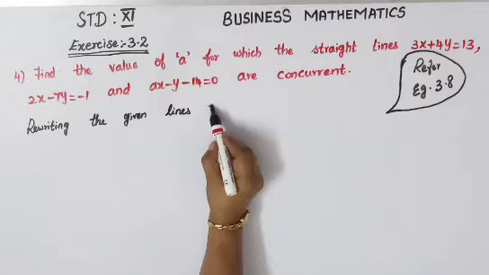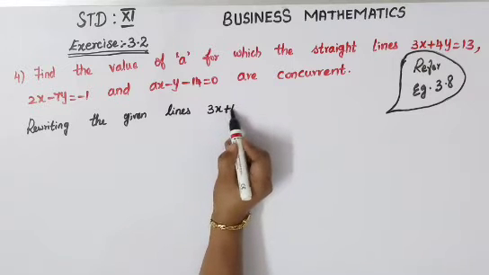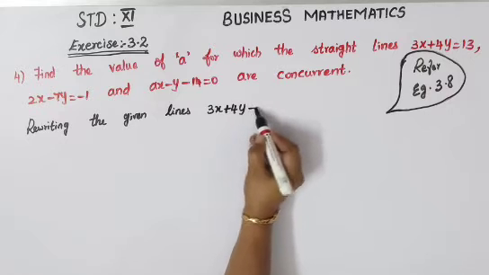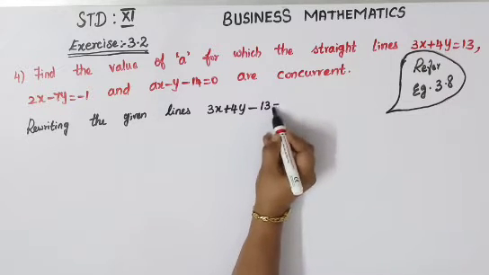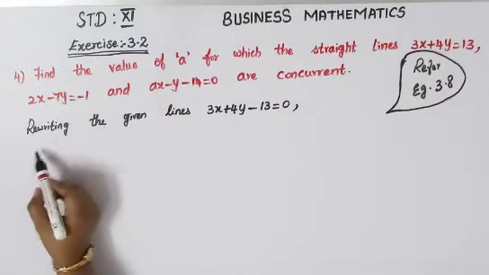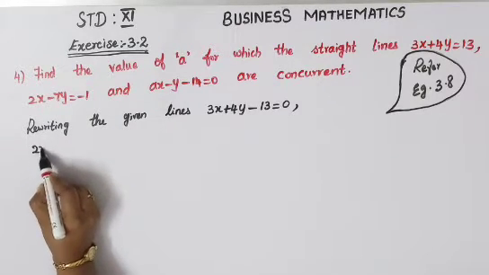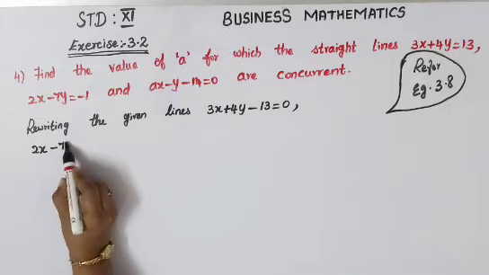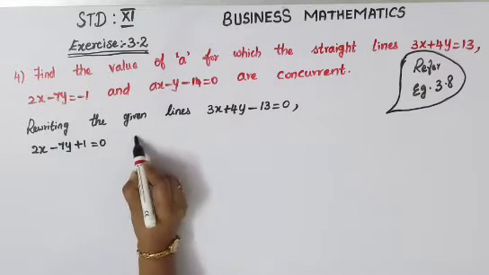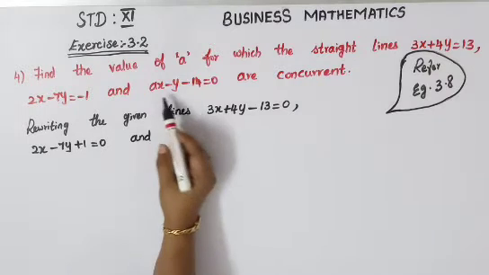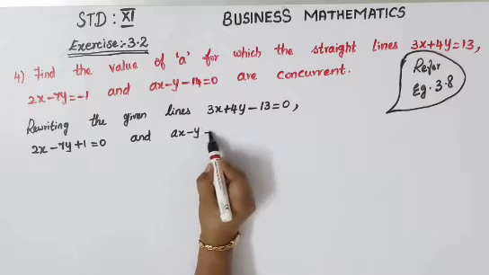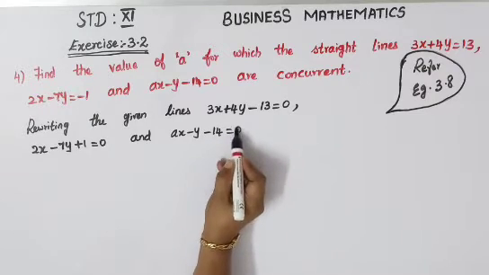So your first line is 3x plus 4y equal to 13. If you bring it towards your left hand side, it will become minus 13 is equal to 0. The second line again has minus 1, just take it to your left hand side. So I will get 2x minus 7y, minus 1 will become plus 1 which is equal to 0. And your third line is already given in the format, so you can leave it as it is: ax minus y minus 14 which is equal to 0.